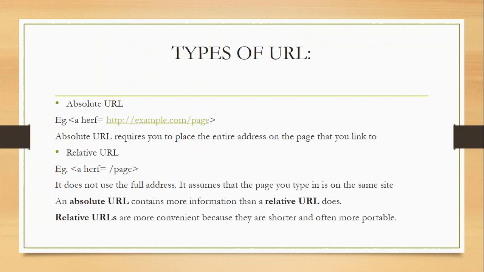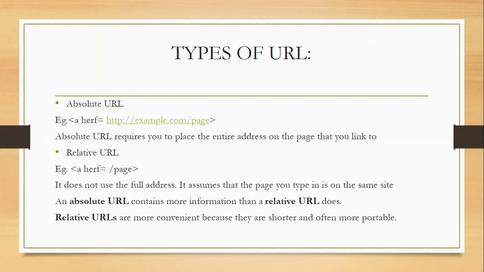Here is an example of absolute URL. A for the anchor tag, href for reference is equal to. Now HTTP is a protocol. After that colon, after that slashes, then the domain name, and then the location of the particular page we want to search. But in relative URL, we need not mention the full address.